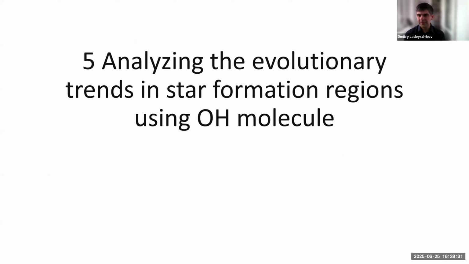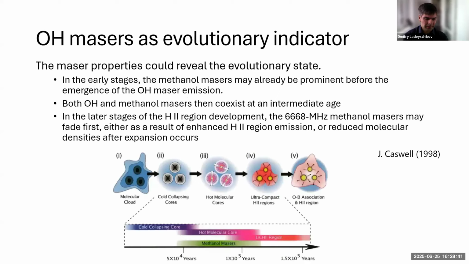The final thing that we do with the maser database is analyzing the evolutionary trends in star formation regions using OH masers. I don't have much time to explain the details of each stage of star formation, but I can say in brief that different maser species appear at different evolutionary stages. So OH masers seem to appear at a late stage of star evolution, where an ultra-compact H II region forms.